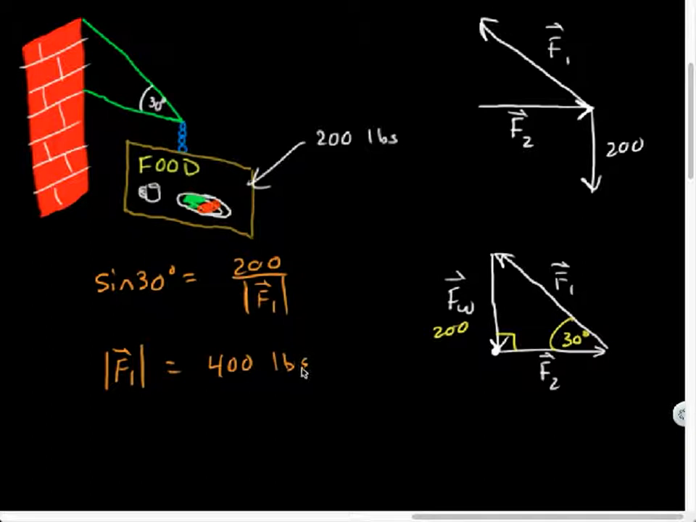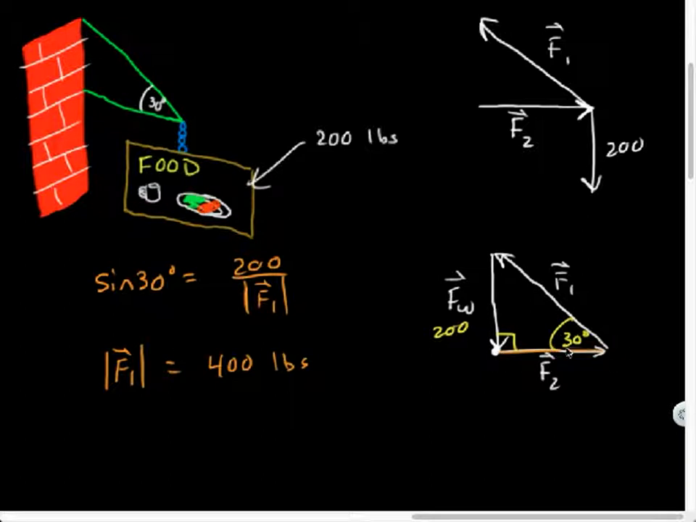So 400 pounds of force is being exerted by this one bar, which notice is twice as much as the weight of the sign. If I just had it hanging from a ceiling or something, that could have just been 200, but it actually has to sustain a lot more because of the angle. All right, let's figure out force 2.